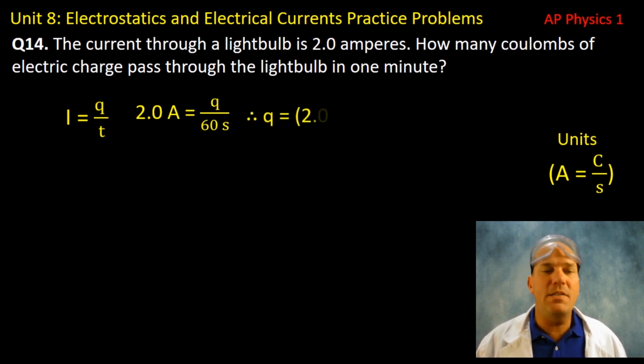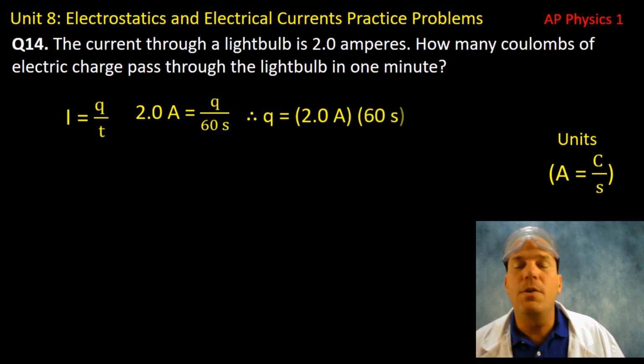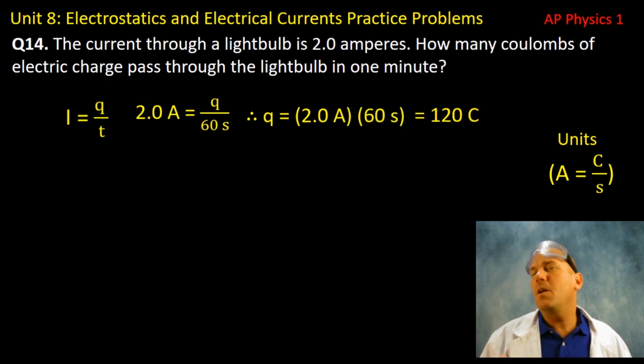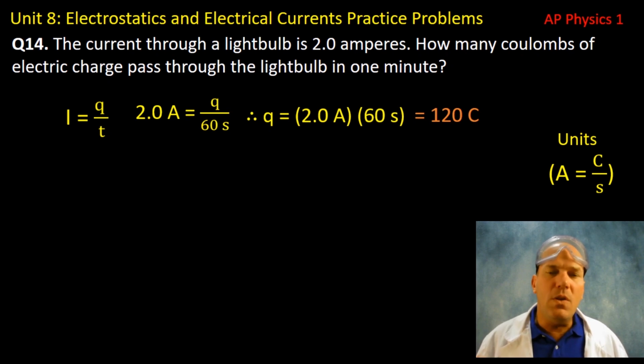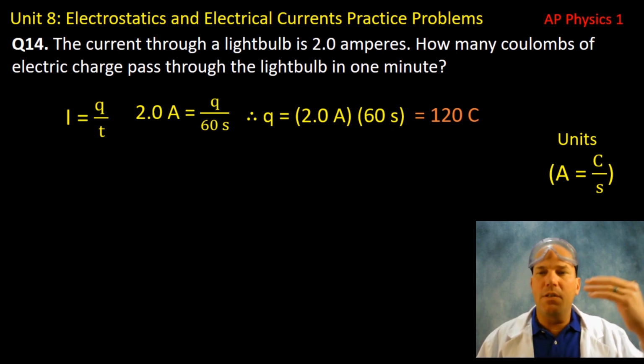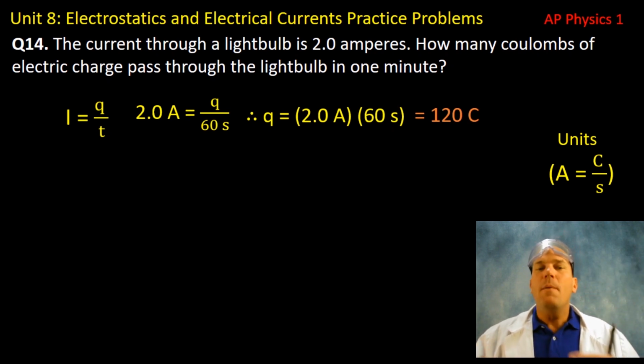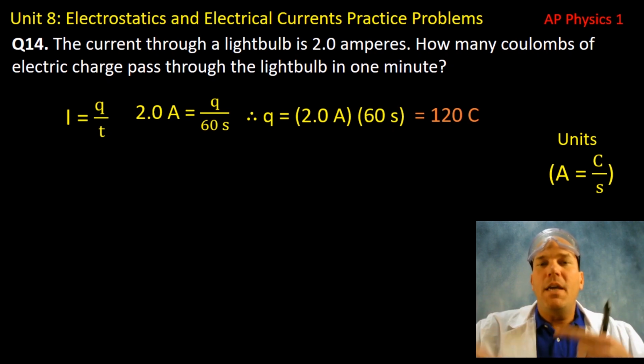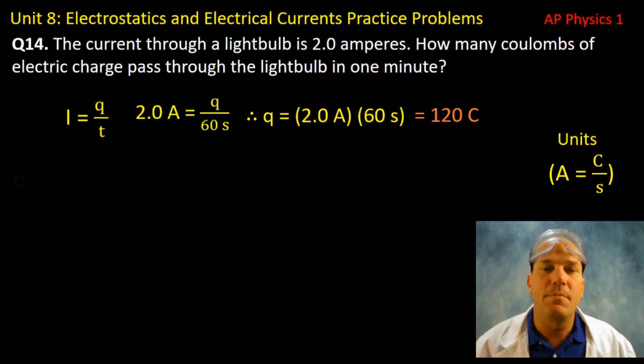Rearranging this, we can solve for the charge to be 120 coulombs. Okay, algebraically multiply both sides by 60 seconds. Boom, we're done. 120 coulombs is how many coulombs pass through the light bulb in 1 minute or 60 seconds.